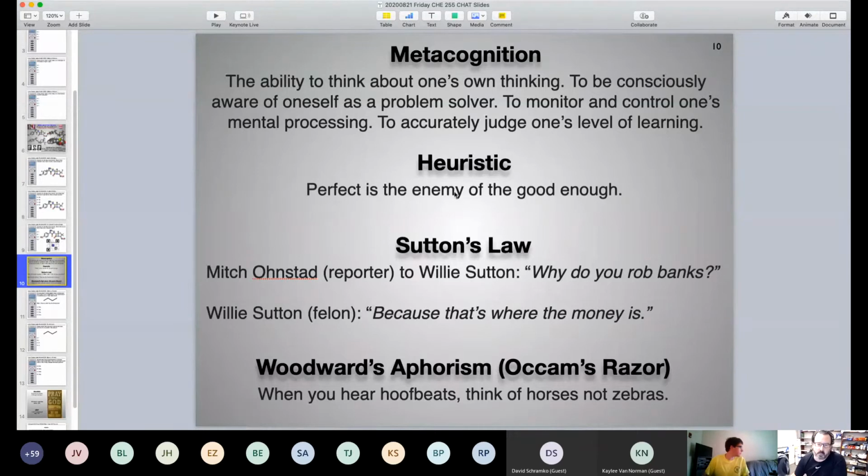So here's a couple more things. A heuristic: perfect is the enemy of good. Again, if you don't get it at first, do not be discouraged. You will get it.